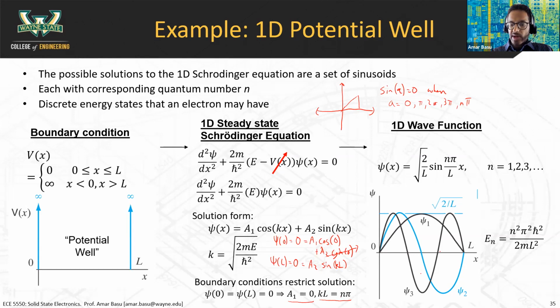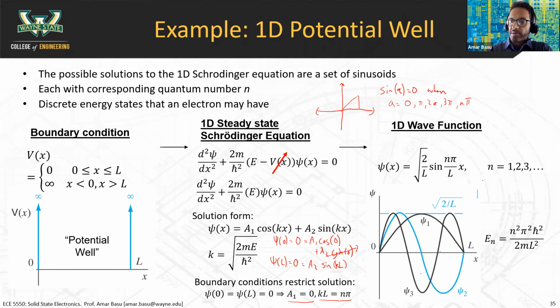kL is equal to n times pi. So whatever's in the parentheses here has to be equal to n times pi in order for this differential equation to meet the boundary condition. So that's where this 1D wave function solution comes from. The solution looks like psi of x is equal to square root of 2 over L sine of n pi x over L. This is where the n pi came in. From kL equals n times pi, you just rearrange, and you get n pi x over L times x. And so this is your solution.